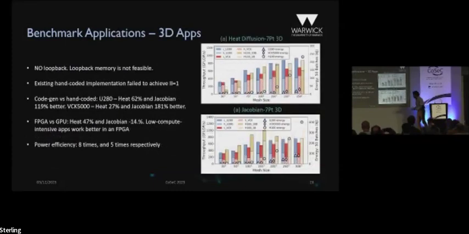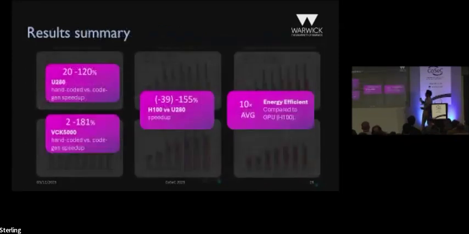I'm not going to go into much detail, but I would like to summarize the results. We had a significant improvement over optimized handwritten code, and we were able to outperform them almost across every application on both of these devices.